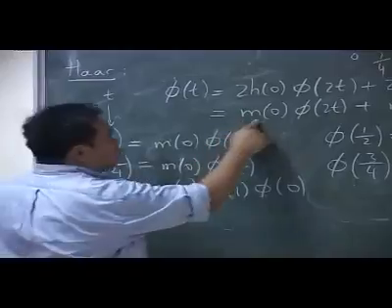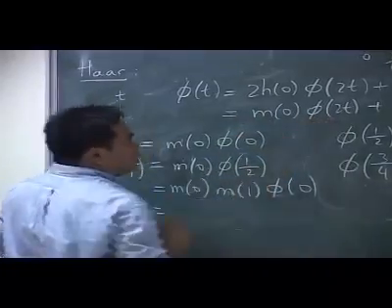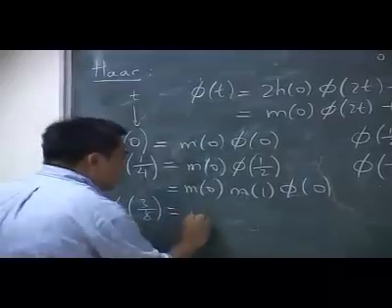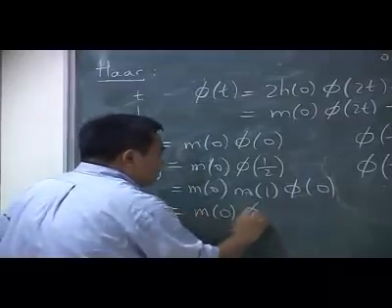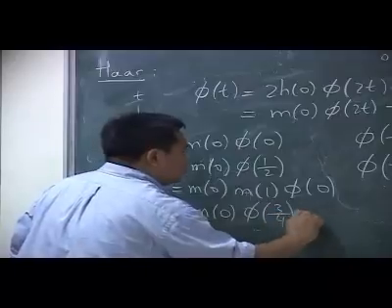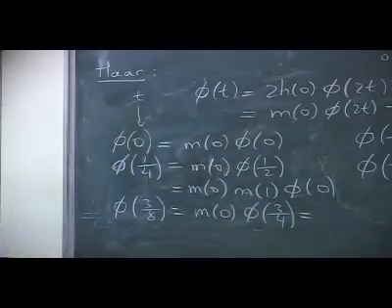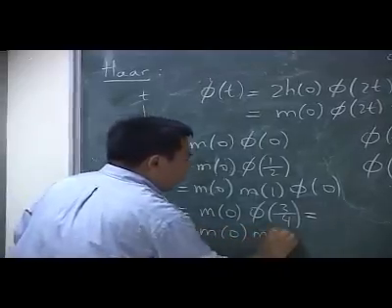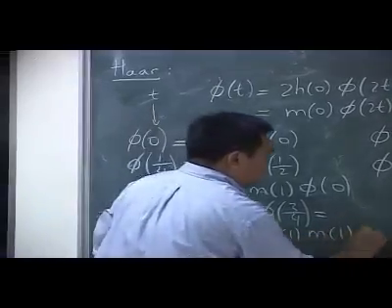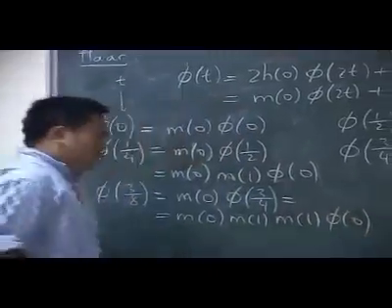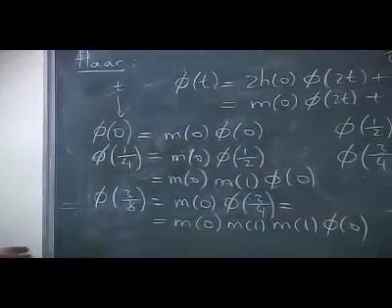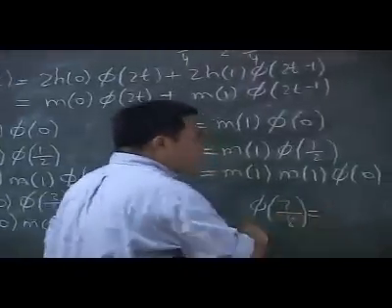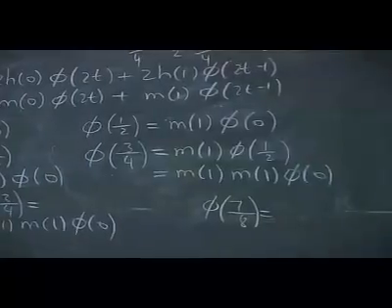It will be M0, phi of 3/4, right? The M0, phi of 3/4, which is what? It's right there, right? M0, M1, M1, phi of 0. Okay, tell me how to find phi of 7/8 without knowing anything. Who can see the pattern?